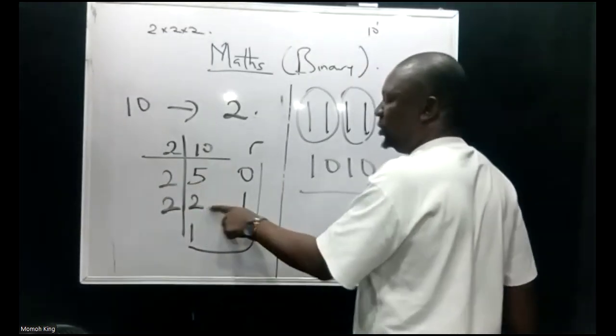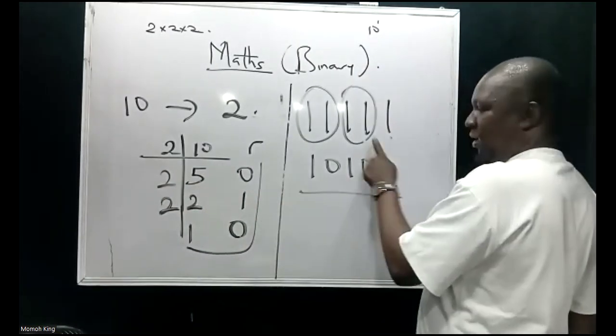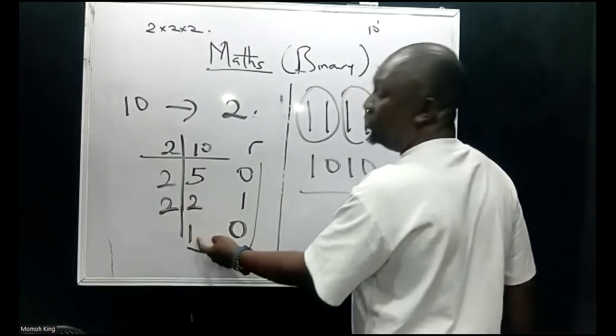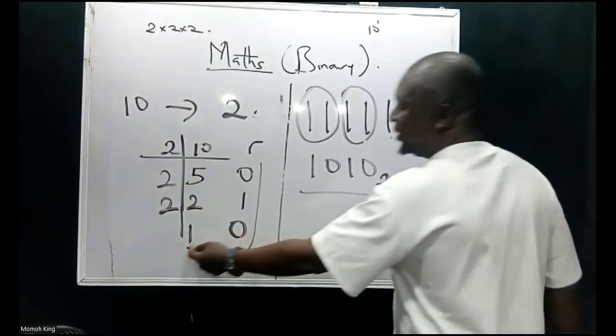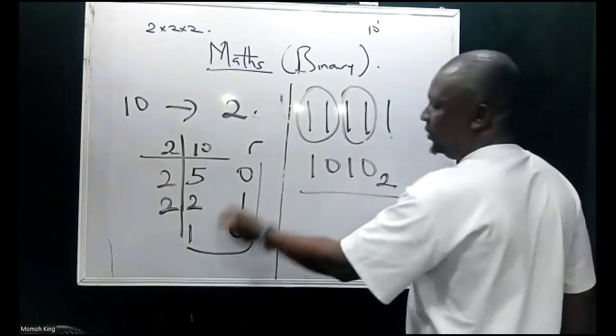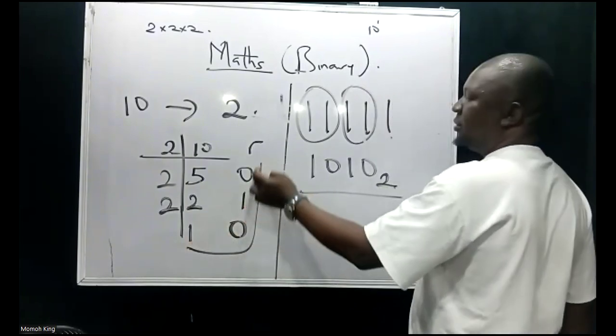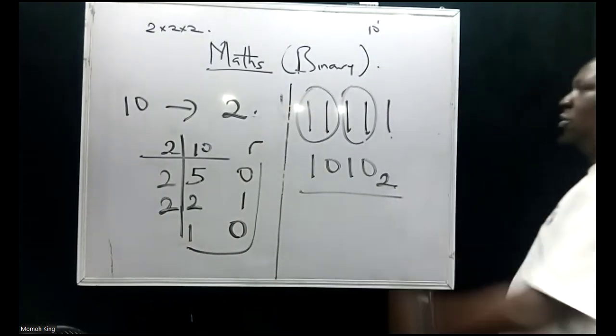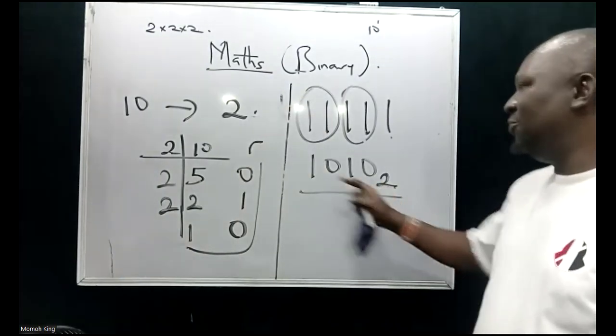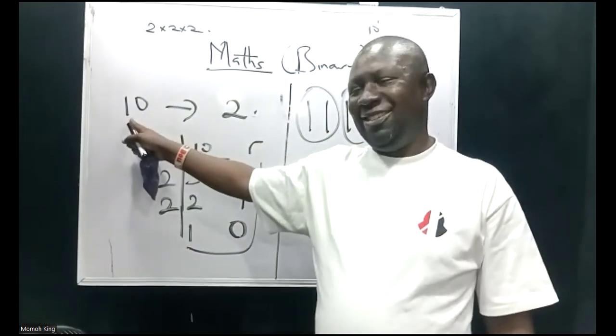It gives you 2. Remainder 1. Now divide 2 by 2. It's going to give you 1. Remainder 0. You now start writing your number from the bottom upward. That's 1, 0, 1, 0 base 2. So if you convert this to base 10, you get 10.